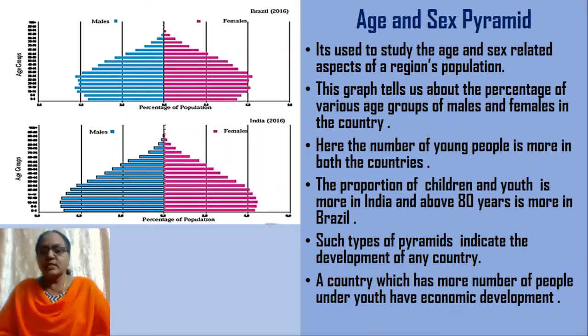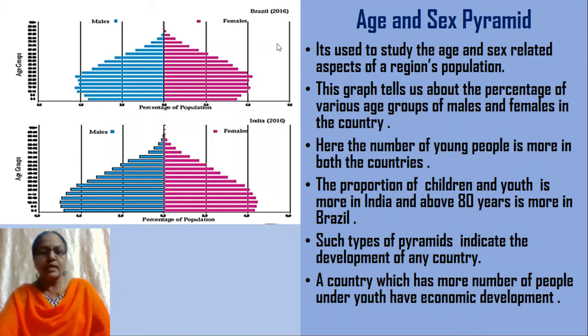We move on to the next topic, that is the age and sex pyramid. The age and sex pyramid is used to study the age and sex related aspects of a region's population. This age and sex graph will tell us about the percentage of the age groups of various males and females in a country. If you look at the graph here, this is the age and sex pyramid graph of Brazil according to 2010, and this is the graph of India.